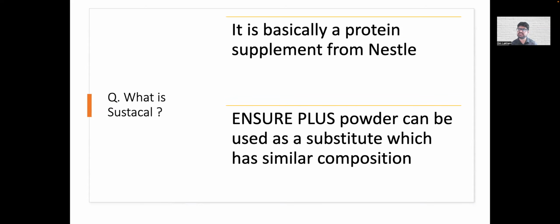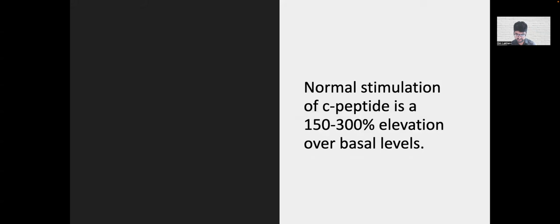Now, Sustacol is the standard protocol, which is some sort of a protein which comes from Nestle. But Sustacol is not easily available in India. So because it's not easily available, you can use Ensure Plus powder. But again, now with online pharmacies, you can order Sustacol also. It's not very difficult to order that. So if you want to do it with the original protocol which was described, you can use Sustacol. But otherwise, if not, you can use the Ensure Plus powder also, which is from I believe Abbott. That's very easily available in the market.